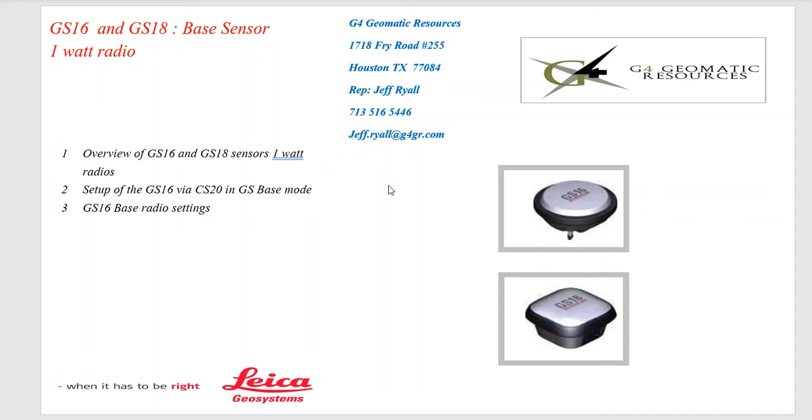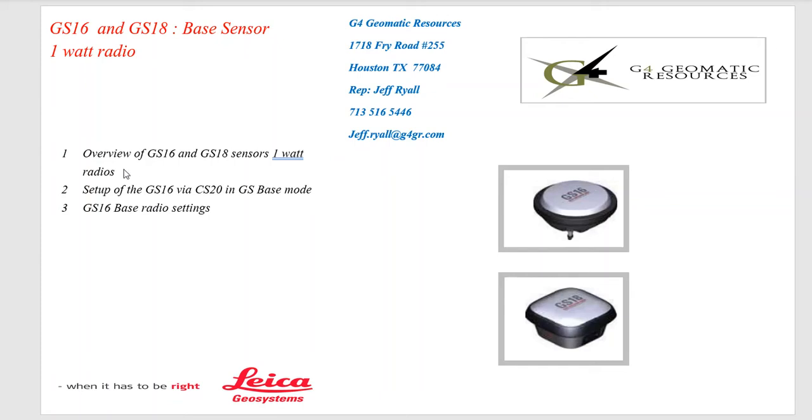This is Jeff Ryle from G4 Geomatic Resources in Houston, and today we're going to go over a GS16 and GS18, how to set up in base mode using a 1-watt radio. A 1-watt radio is used for radio RTK solutions, and typically at a range around 1 mile, so it's good for smaller construction sites, and you can have as many rovers working off this as possible.